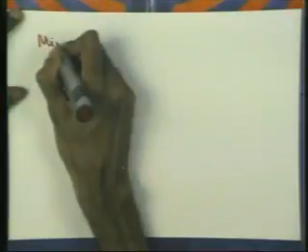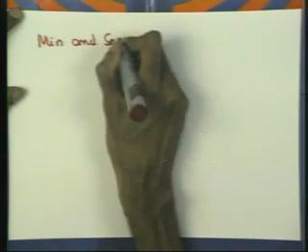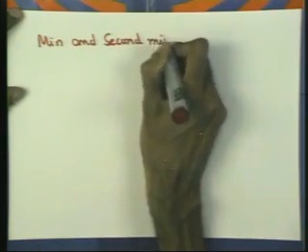This problem is to find both the minimum and second minimum. The minimum is the smallest element in the array, the second minimum is the next one, the second smallest element in the array. So your input is an array and you want to find both. The usual way is to first scan the array and find the minimum. Now you again scan the array and find the second minimum.